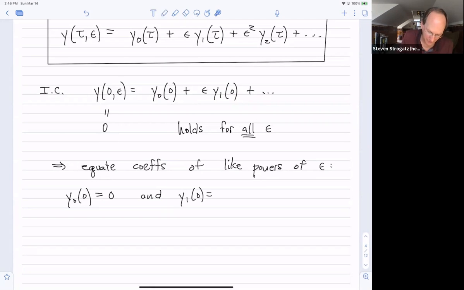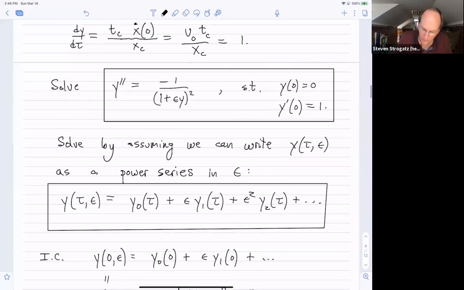And on this side, the coefficient of epsilon is 0. So that's also 0. All right. So anyway, we've got those initial conditions. And we also need to take into account the velocity initial condition.